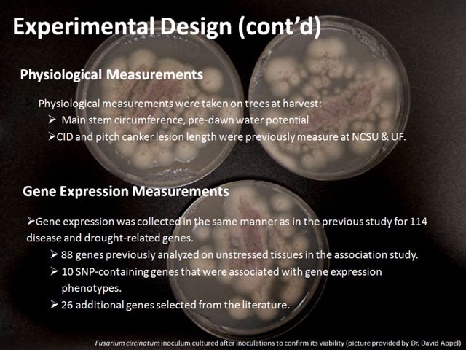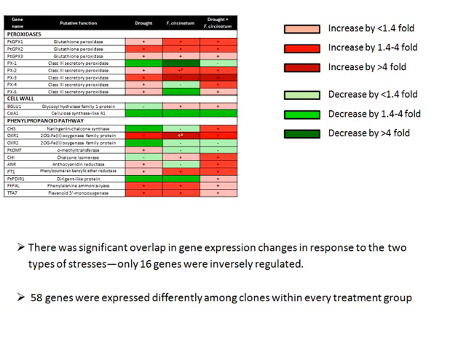So our design was, we again measured expression on the original 88 genes, and then I also selected 10 of the SNP-containing genes that we identified through the association analyses. And then, just because I felt like I needed to, I added 26 more, I guess. And we measured the main stem circumference and pre-dawn water potentials at the time of harvest. As I mentioned, carbon isotope discrimination and pitch canker lesion length were measured at North Carolina State and Florida. We did qPCR the same way as I did in the last experiments.